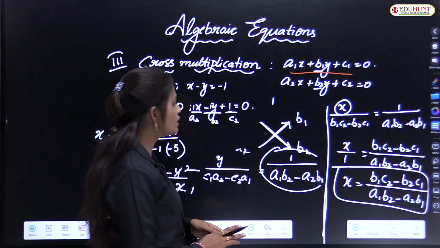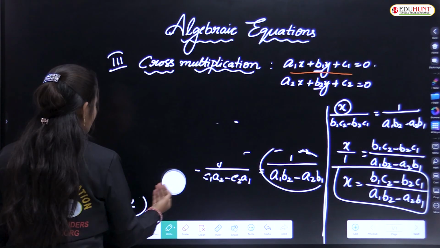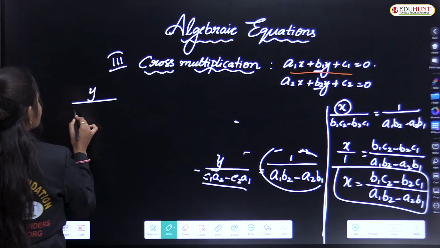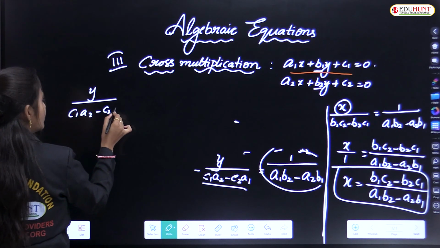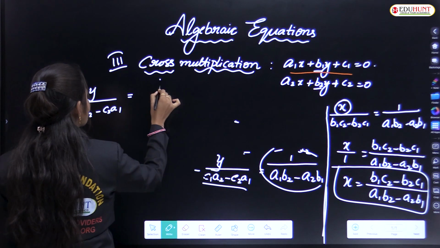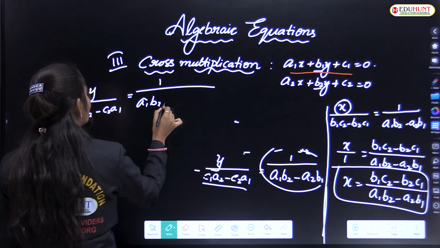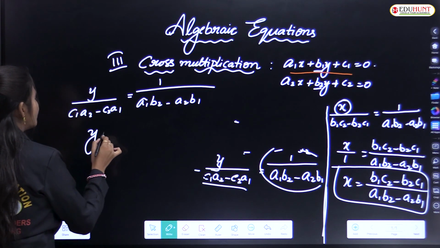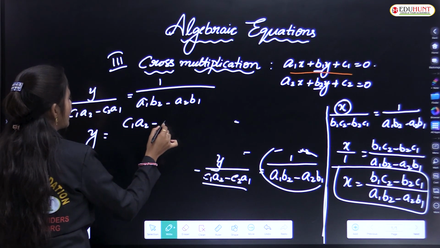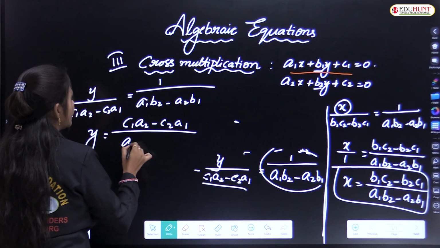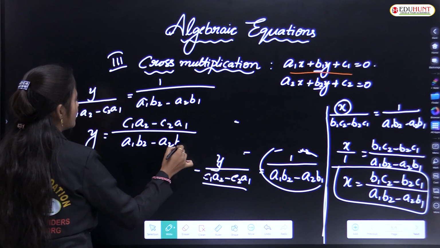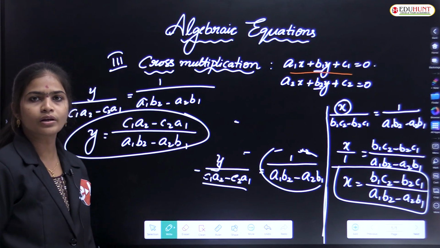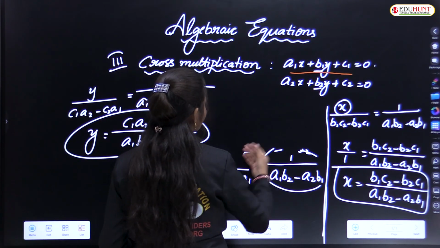Okay, so now see the y value, how to write that. So here we have y by c1a2 minus c2a1, which is equal to the constant term 1 by a1 b2 minus a2 b1, right? So from this one, what is the value of y? Yes, y is equal to c1 a2 minus c2 a1 whole by a1 b2 minus a2 b1. So if you substitute these values again here, then you will get the y value also. Okay, or else if you have a doubt, then check this one.